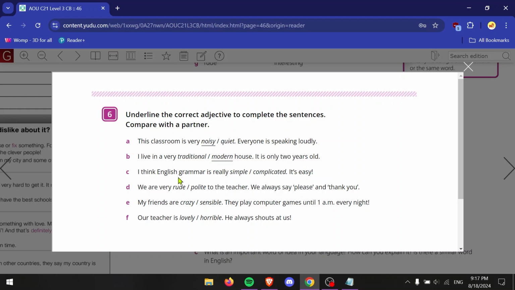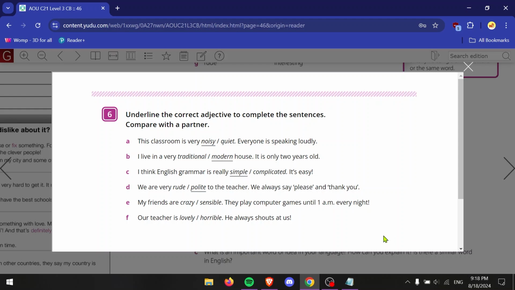I think English grammar is really simple, complicated. Again, depends on who you are, but they added it's easy afterwards. If something is easy, it's really simple. We are very rude or polite to the teacher. We always say please and thank you. We associate words like please and thank you with someone being polite. So we are very polite to the teacher.